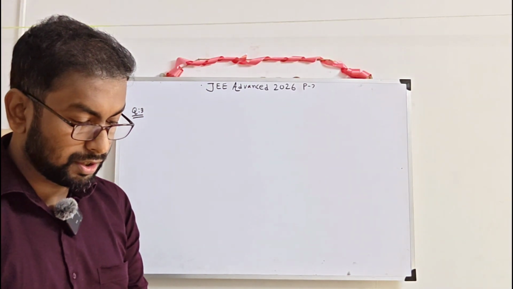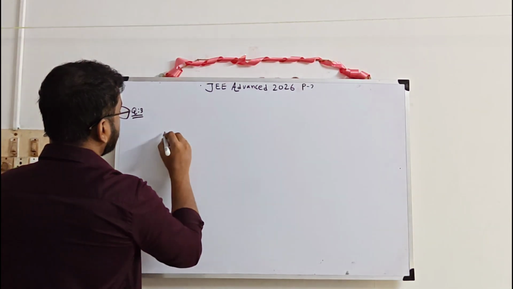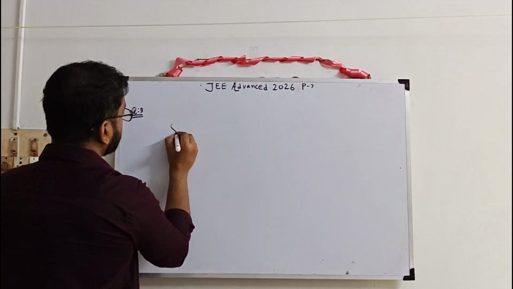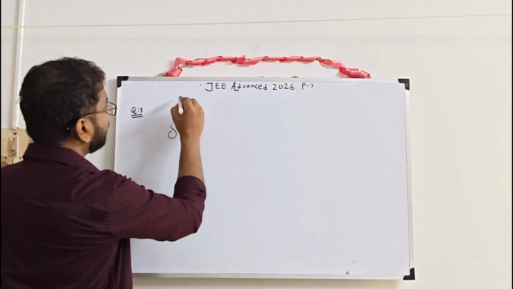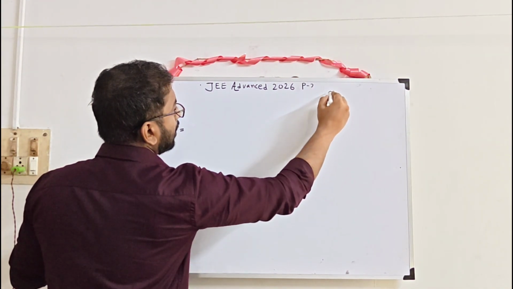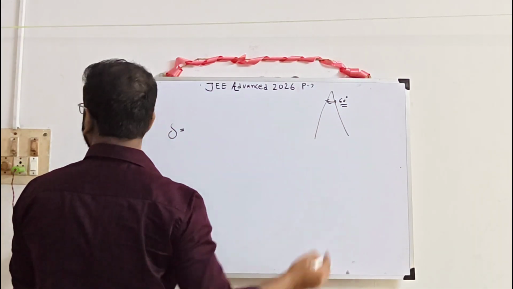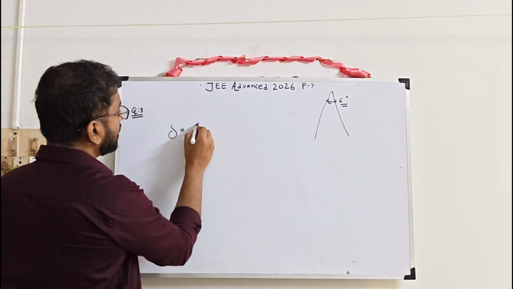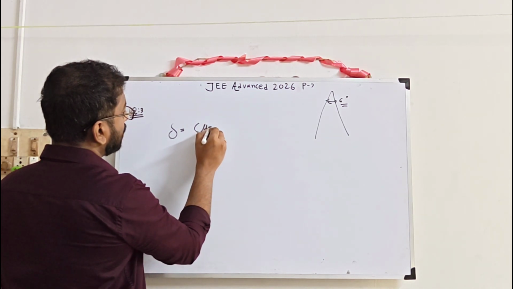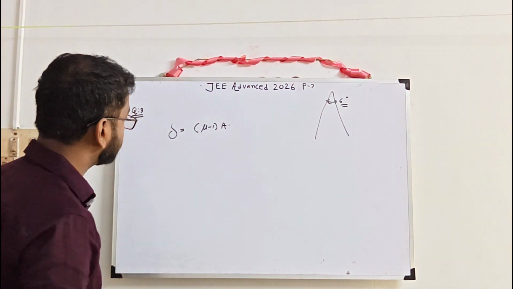Let's write down all the data. Now you know that deviation, or delta, for a thin prism, because this angle is given as 6 degree, that is a very thin prism by the way, and for a thin prism we know that your deviation is (mu minus 1) into A, that you already know.